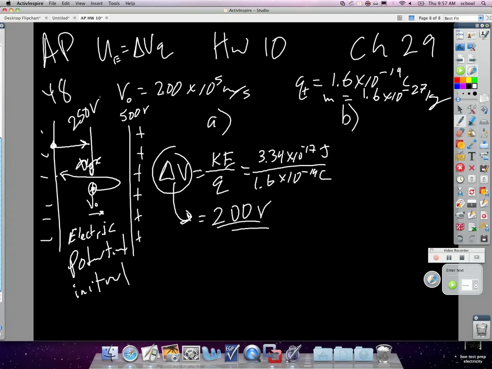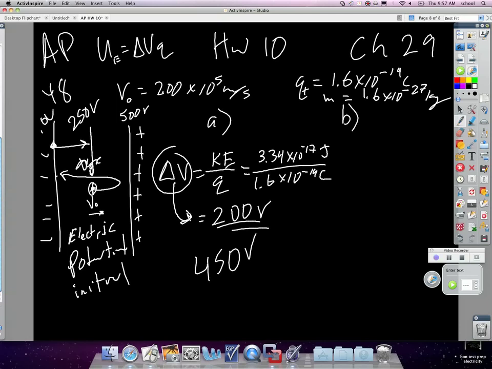So we know that it didn't hit only if we add this delta V to the original V. So the point that it got to was 450 volts. So it almost hit it, but not enough. Yeah, it was 50 volts shy. Does that make sense? Okay, good. And then that makes this one very easy. When it's over, yes, this was 0 volts.